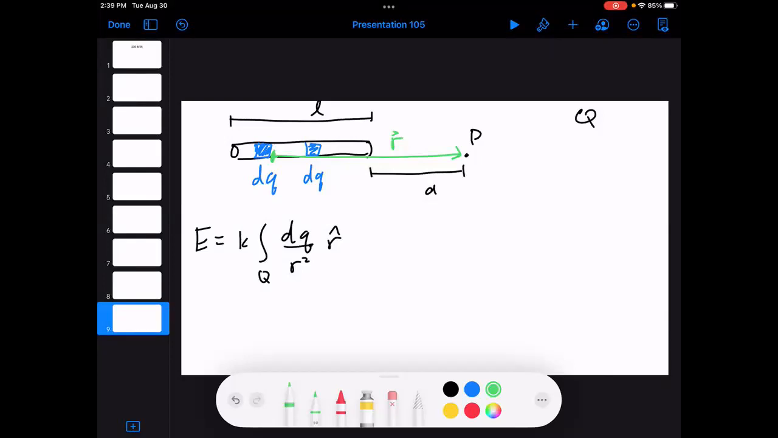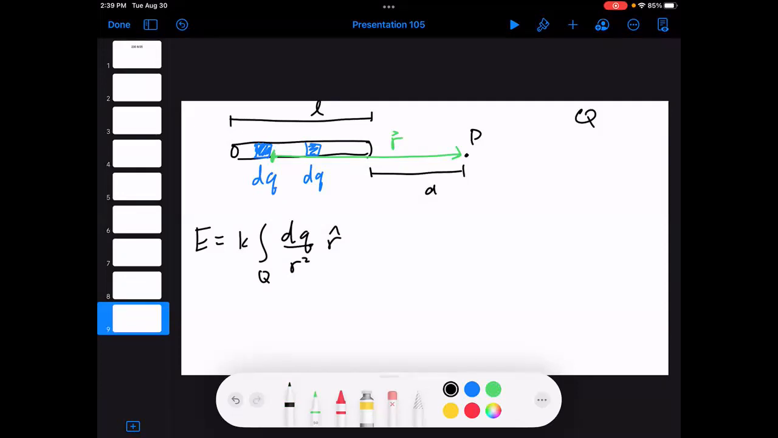As I choose different dQs, is my R going to stay the same or is it going to change? It's going to change. Okay, so we need to find a way to relate R to dQ. Fine, sure.